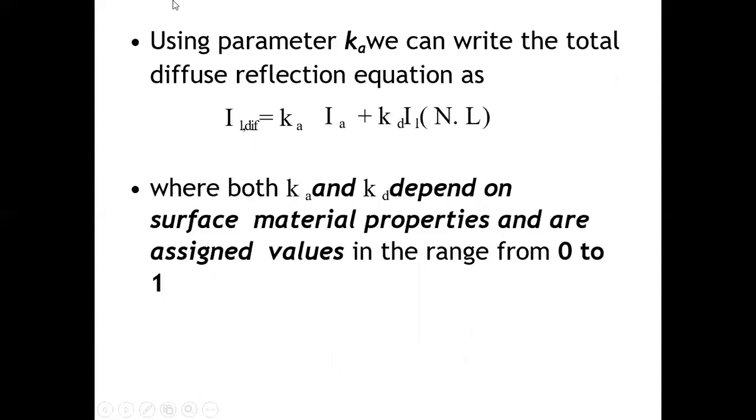Using the ambient light reflection coefficient, we can obtain the total diffuse reflection equation as IL,diff = Ka * Ia + Kd * IL * (N·L). Here Ka and Kd are the ambient reflection coefficient and the diffuse reflection coefficient. Both depend on the surface material properties and are assigned values in the range of 0 to 1.